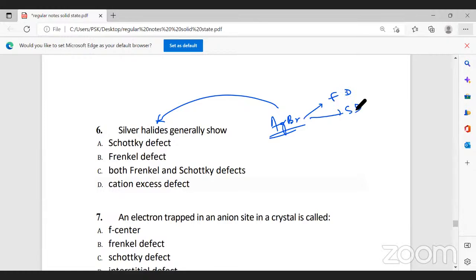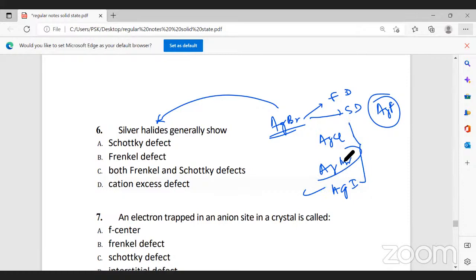So, it says silver halides in general, right? This is a silver halide. How many silver halides can you have? You can have AgCl, AgBr, AgI and AgF. I don't know whether AgF exists. It's a smaller one, so only three you have. Amongst these, AgBr shows both. Therefore, silver halides generally show both the Frenkel and Schottky defect.